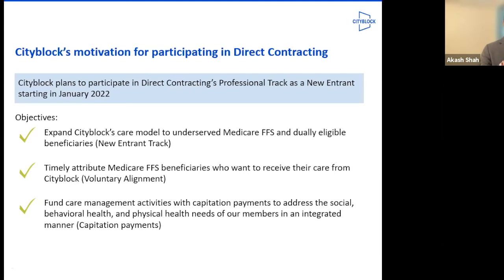Number 2, as we expand into this new cohort of members, direct contracting offers us an opportunity to more timely attribute these members to us through the voluntary alignment and quarterly alignment options. And then lastly, the capitation piece is really important to us. Again, we are not a fee-for-service provider. We don't have existing fee-for-service revenues that we're trying to bolt onto, but rather we see the capitation payments as a really helpful way to provide us with sufficient funds to deliver the care management activities we want to deliver, focusing on social, behavioral health, and physical health needs of our members.